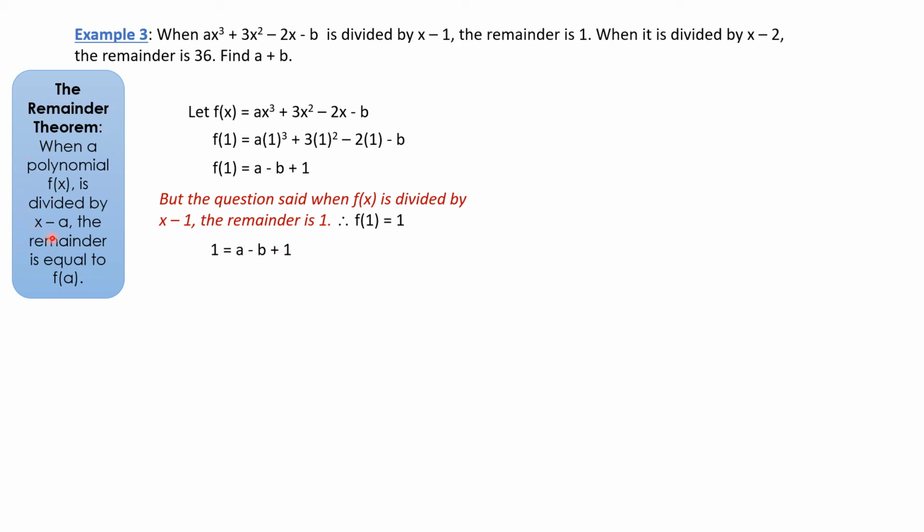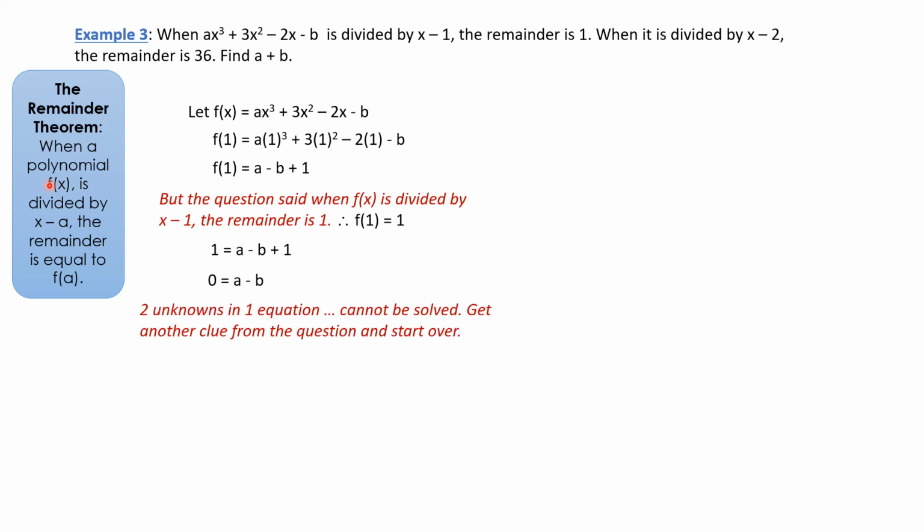When we divide by x minus a, the remainder is equal to when we sub in. So I just brought the ones over together and they make a 0. So I have 0 equals a minus b. Now that's no good. We've got 2 unknowns and 1 equation. We can't solve that. So luckily, there's more information in the question that we haven't used yet.